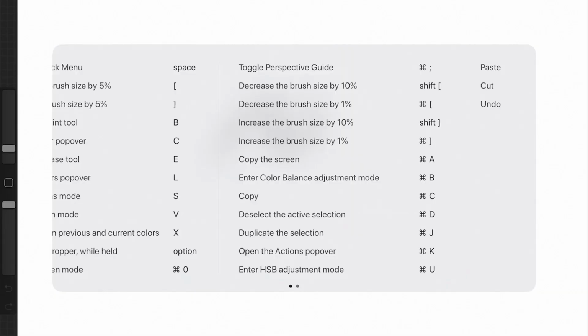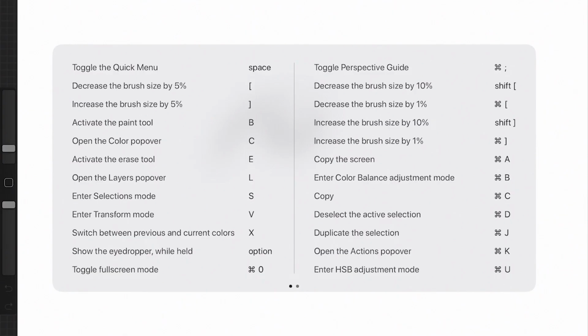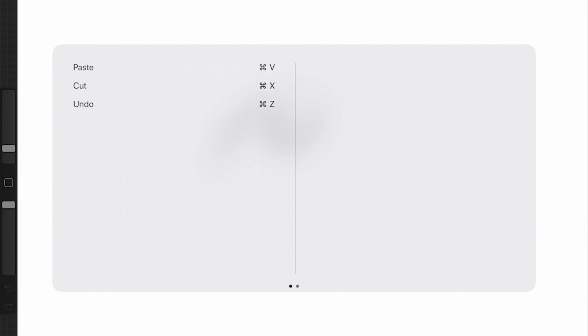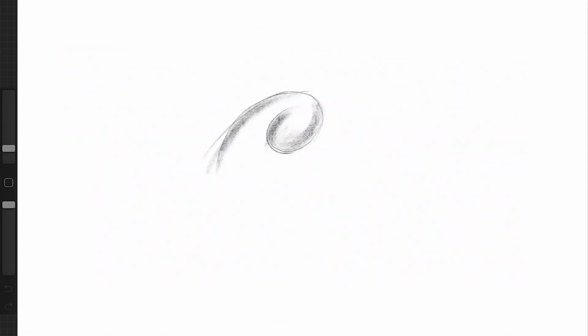Keyboard layout. When your keyboard is connected, hold the Command key to see the keyboard shortcuts in Procreate 4. Cut, copy, paste, and undo have the same shortcuts as desktop programs. The other shortcuts you will have to learn by heart. These shortcuts are a great way to improve your workflow if you like to work with a keyboard on your iPad.